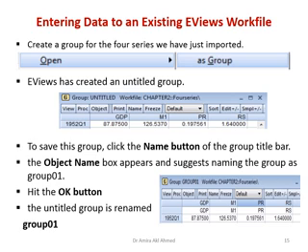If you would like to save this group, click the name button of the group title bar. So the object name box appears and proposes naming the group as Group 1. By hitting the OK button, the untitled group is renamed Group 1, as depicted by the screenshot 2.34.